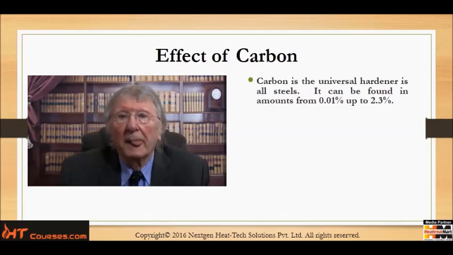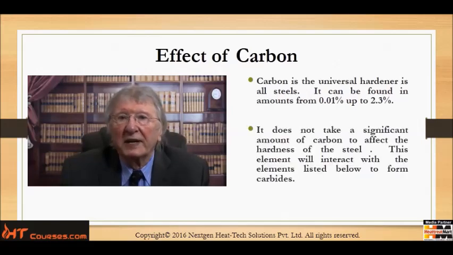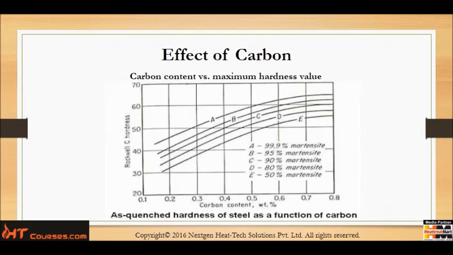It can be found in amounts from 0.01% right up to 2.3%. Thereafter, after 2.3%, it is considered to be cast iron. It does not take a significant amount of carbon to affect the hardness of the steel. This element will also interact with the elements listed below to form carbides. This is a graphical illustration of carbon content versus the maximum hardness values that one can achieve.